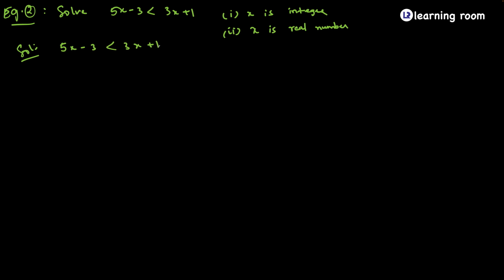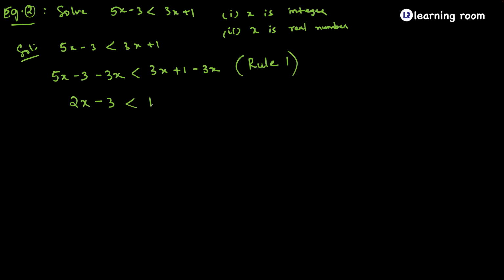So what is it that we need to do? We need to bring x to one side, constants to the other side. So if I want 3x to come this side, what should I do? I need to subtract 3x on both the sides. So 5x minus 3 minus 3x is less than 3x plus 1 minus 3x. Basically, I'm subtracting 3x on both the sides. So what did I follow here? I followed rule number 1. So when I do this, 5x minus 3x is going to be 2x minus 3 is less than 3x, and 3x will get cancelled. It is 1.